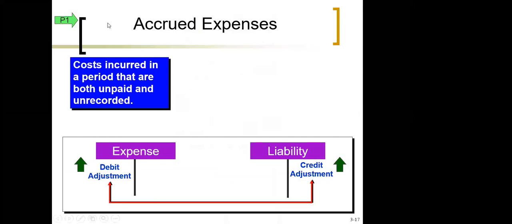Cost incurred for the period is accrued expenses and are both unpaid and unrecorded. Okay, so we have to recognize it, debit the expense and credit the liability. Examples of those are salaries expense, salaries payable, interest expense, interest payable. I didn't say to pay it, I just wrote to know that you owe. You have to record that it happened.